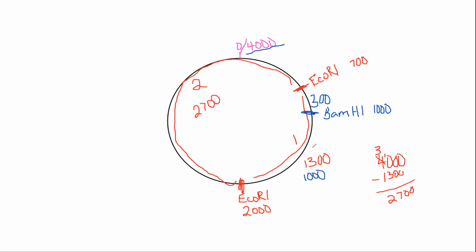So always make sure there's not extra. BamHI in this case only had 1 cutting site, but EcoRI had 2. So make sure you find all of the cut sites. But if there's something like EcoRV, that is a different sequence. It has to be exactly what matches.